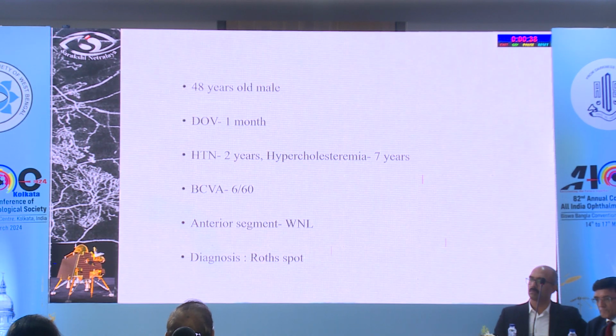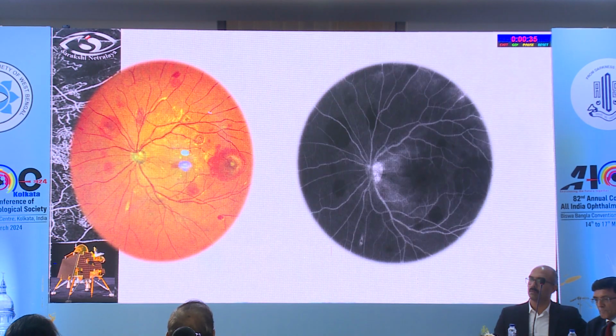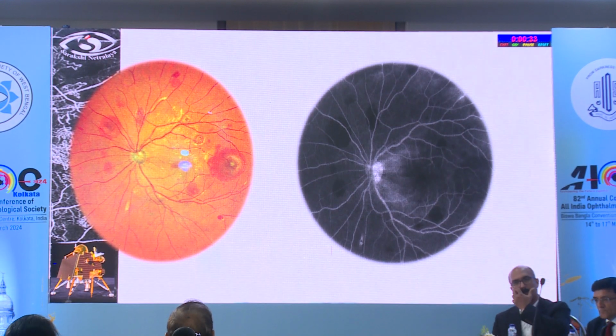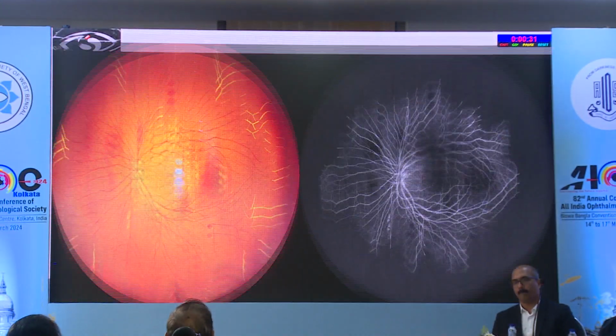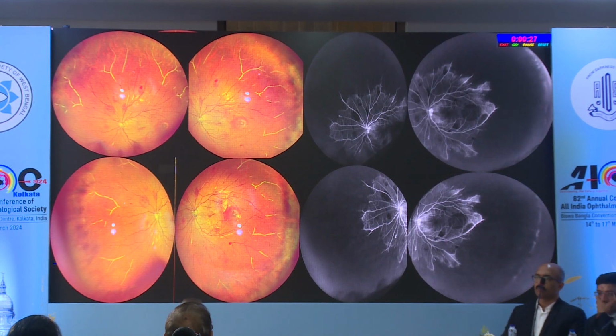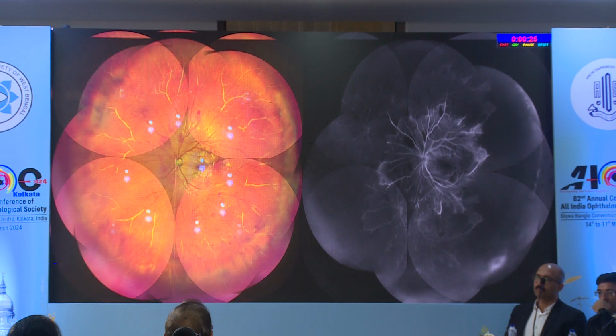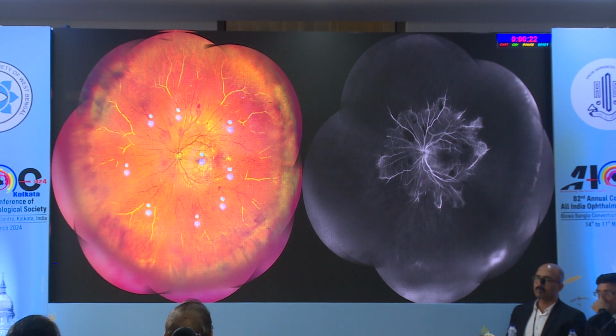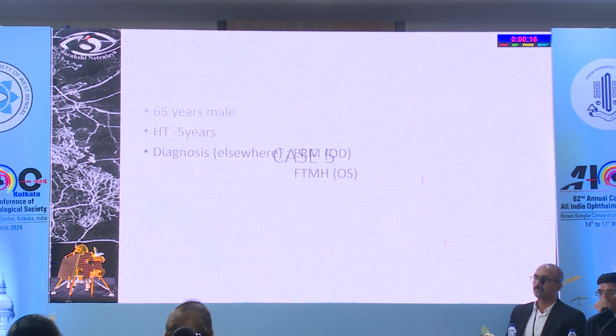48 years old male, systemic disease as quoted over there, diagnosed elsewhere as a case of Roth's disease. And when we did a Widefield angiogram, you could see the terrific shutdown in both the eyes. He was investigated and he was found to have a bilateral carotid disease, and this is how we could prevent a so-called morbid condition in this particular patient.